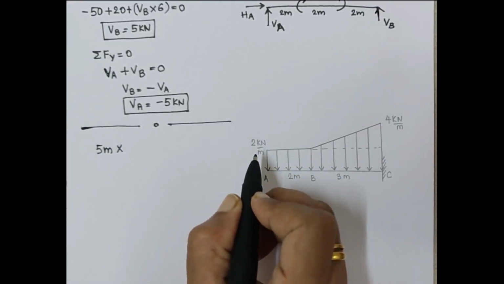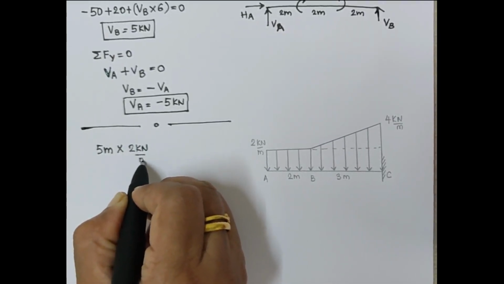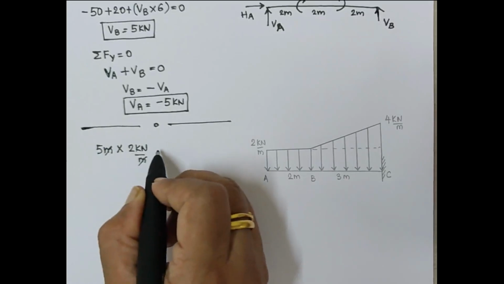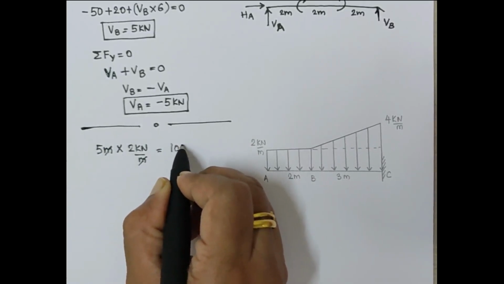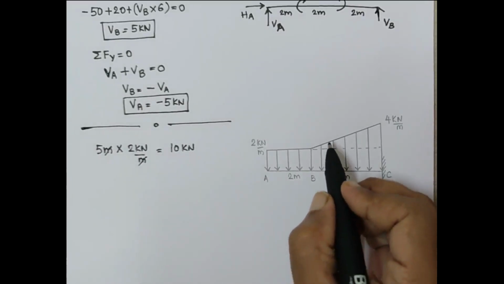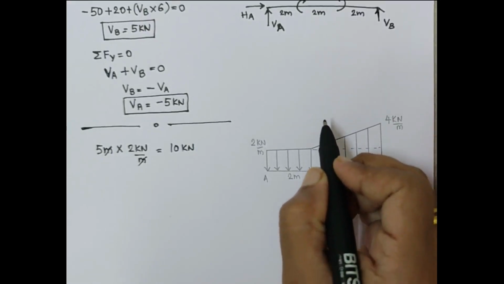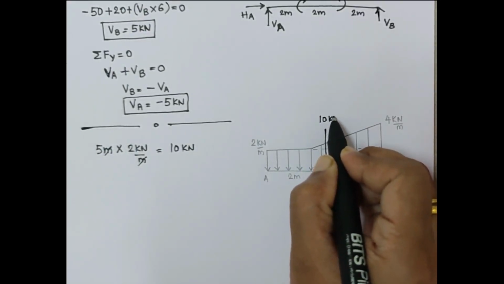So the intensity of the loading here is 2 kilonewton per meter. The meter gets cancelled and we have a loading of 10 kilonewton point load, which is an equivalent loading which will act at the center of the beam. So this will be a 10 kilonewton loading.